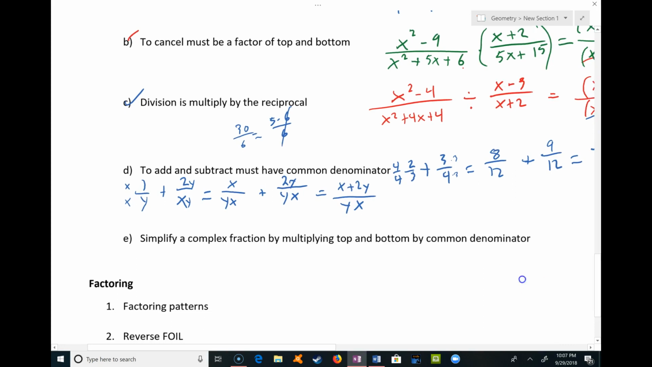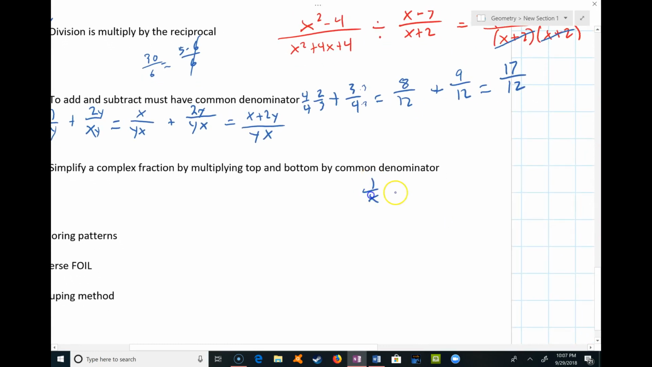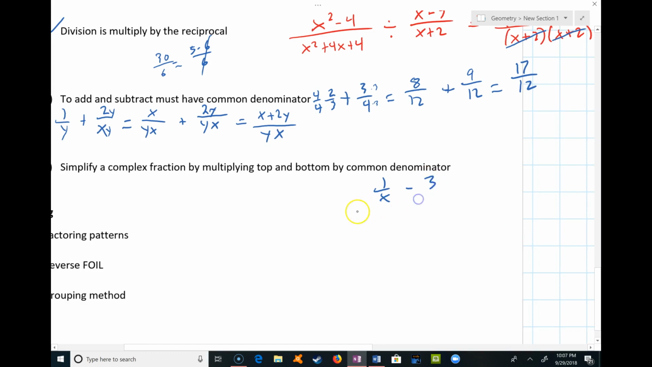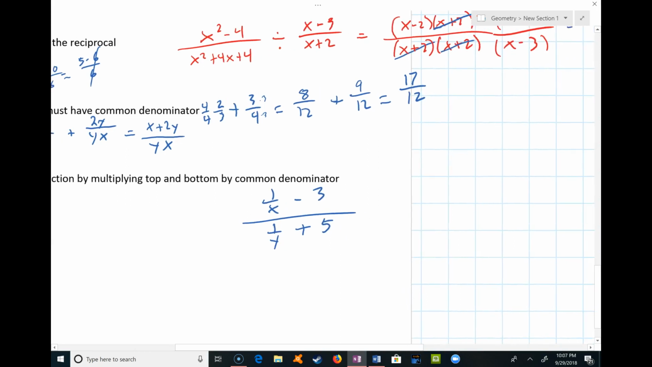All right, the final topic is simplifying a complex fraction by multiplying top and bottom by a common denominator. So if I have, for example, 1 over x minus 3, all over 1 over y plus 5, this is considered a complex fraction because it has a fraction within a fraction. If I want to simplify this, the first move is to get the fractions out of the fractions. The best way to do that is to multiply top and bottom of the fraction by a common denominator, just like I did with the adding.